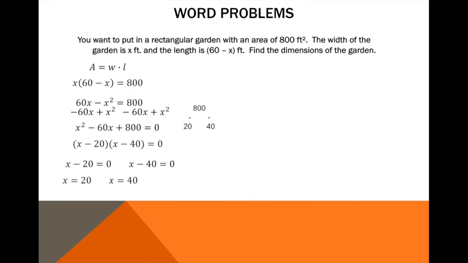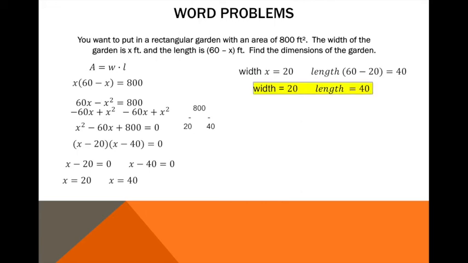Now I need to substitute 20 and 40 into both expressions. So my width would be x, so I'm going to substitute in 20 for x. My length is 60 minus x, substitute 20 in for x, so 60 minus 20, which is 40. So in this case, my width would be 20 and my length would be 40. Or I can substitute in my 40 for x. So my width would be 40 and my length would be 20.